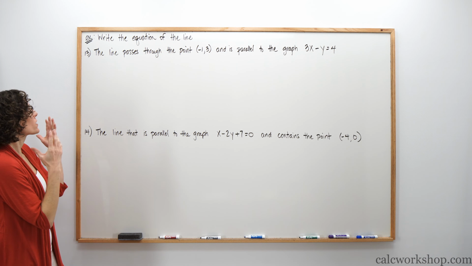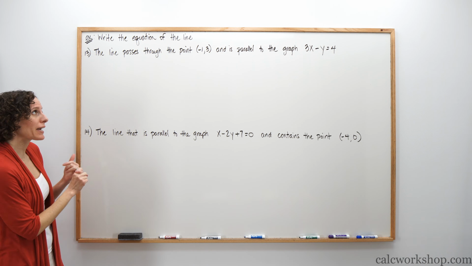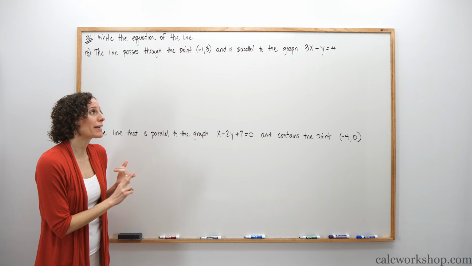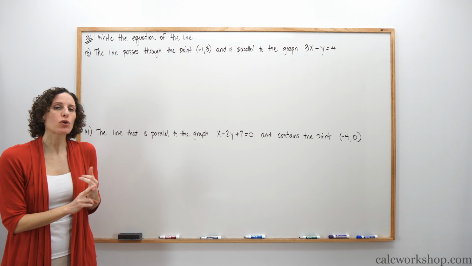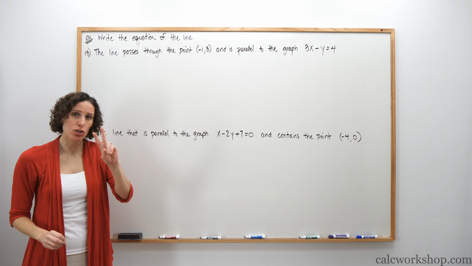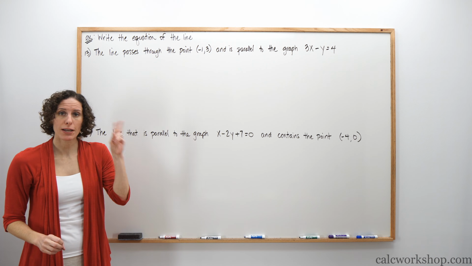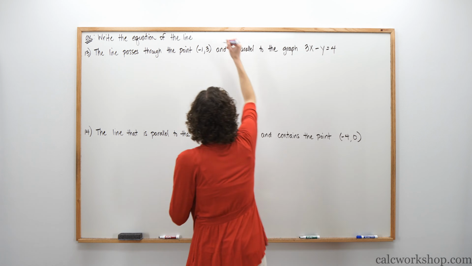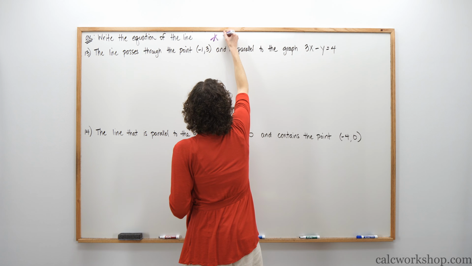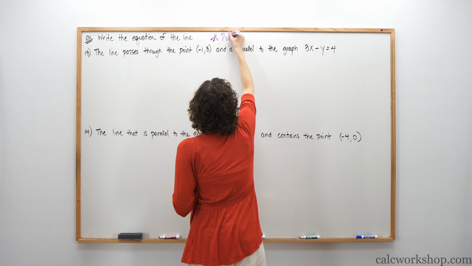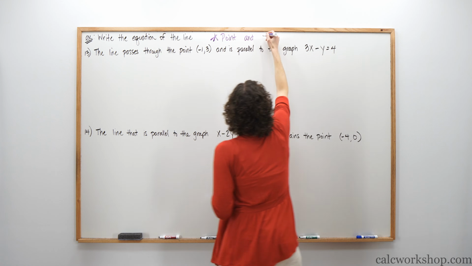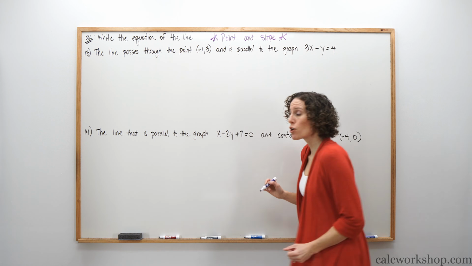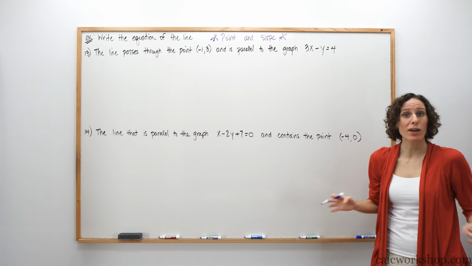So it says, the line passes through the point -1, 3, and is parallel to the graph 3x minus y equals 4. So to write an equation of a line, we need two things, a point and a slope. So let's write that down really fast. We need a point and we need the slope. Those are the two things you have to have to write the equation of a line.